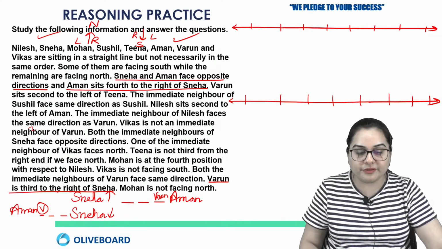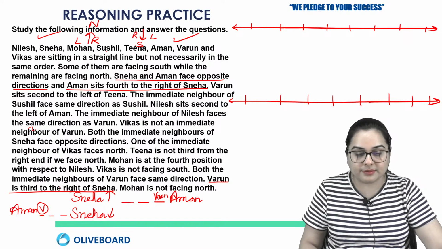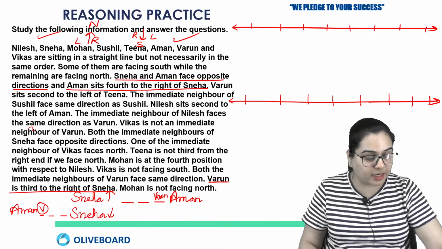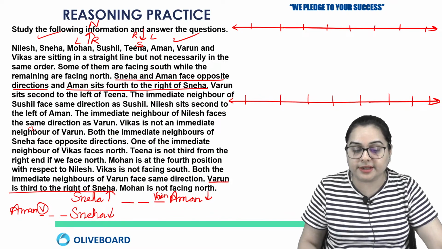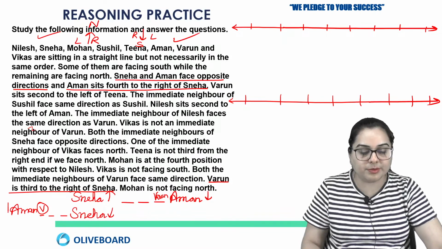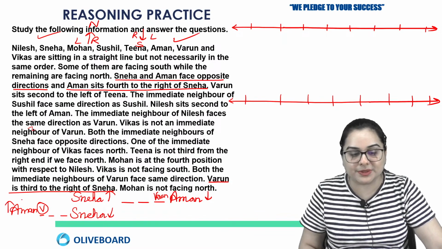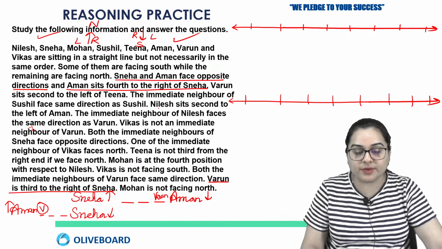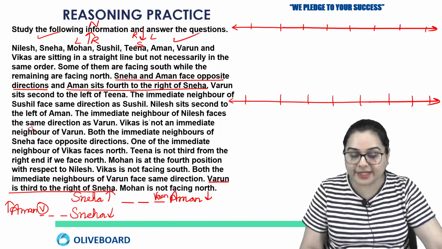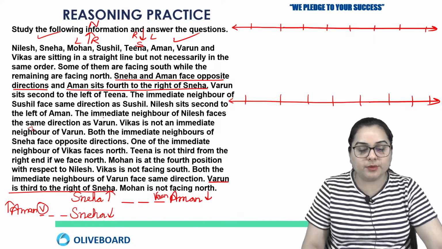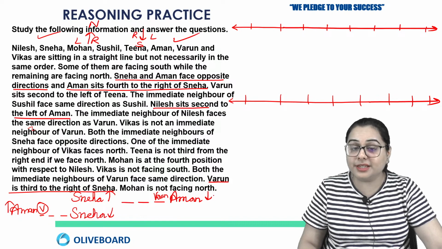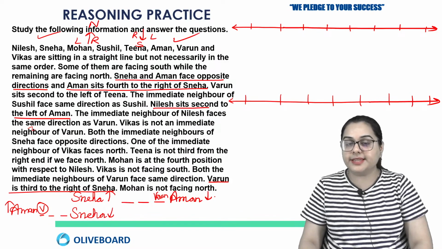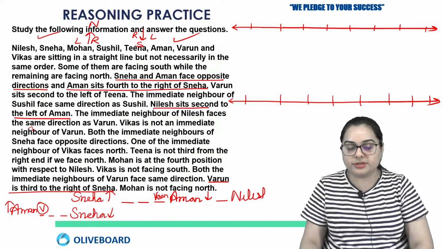Any other information that we have, let's pick that. Sneha and Aman are both facing opposite directions. So in the first case, Aman will be facing south because Sneha is facing north, and in the second case, Aman will be facing north because Sneha is facing south. Any other information that we can connect with Aman or Sneha, let's find that. Here we have that Nilesh sits second to the left of Aman. So from Aman, left of Aman, here I am going to write Nilesh.